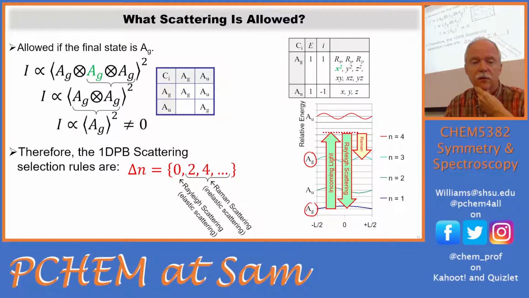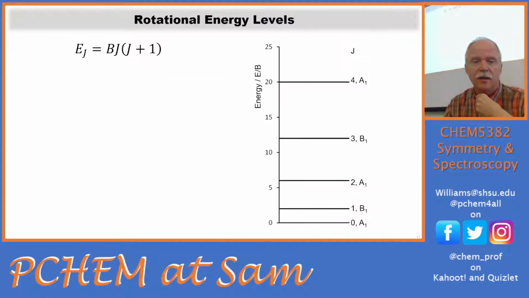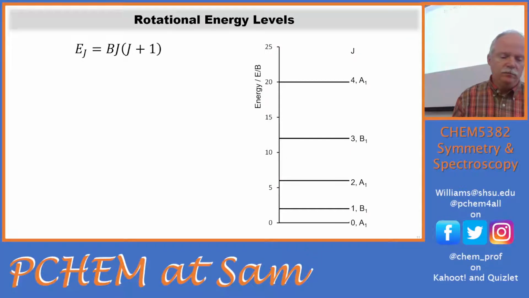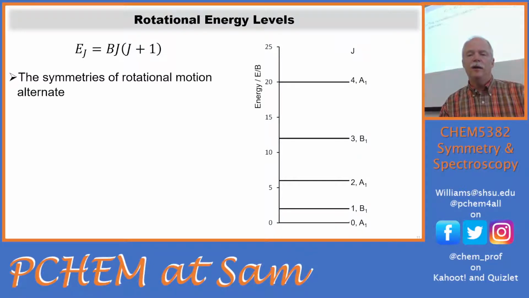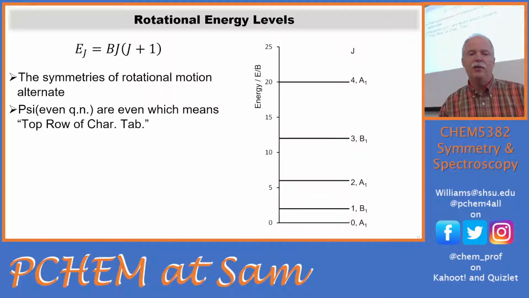Okay. All right, let's dive in. So let's look at rotational motion. If we observe the energy level diagram for rotational motion, we'll notice that all of the even quantum numbers are top row. Whatever that molecule is, it's top row. It could be A1, it could be A1G if it's got an inversion center and so on. But all of the even quantum numbers are top row.